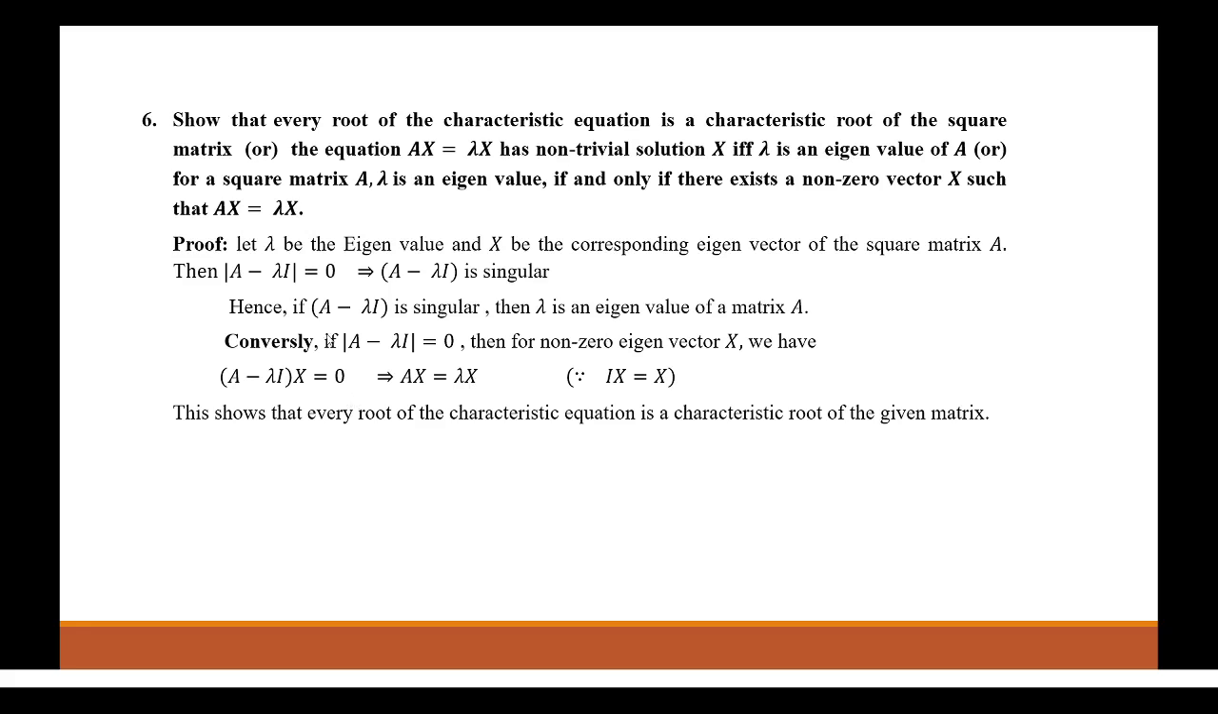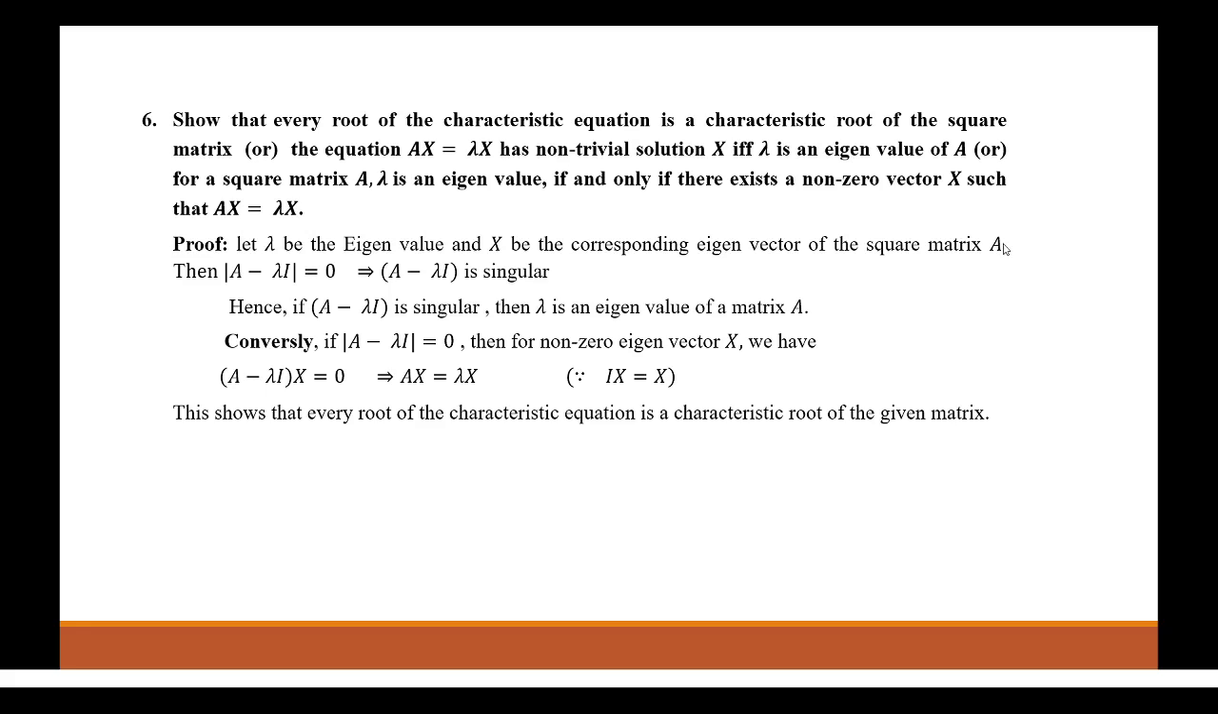Then property number 6. Here, show that every root of the characteristic equation is a characteristic root of the square matrix, or the equation Ax is equal to lambda x has a non-trivial solution x if and only if lambda is an eigenvalue of A. Or, for a square matrix A, lambda is an eigenvalue if and only if there exists a non-zero vector x such that Ax is equal to lambda x. Let us check. In the proof, let lambda be the eigenvalue and x be the corresponding eigenvector of a square matrix A.